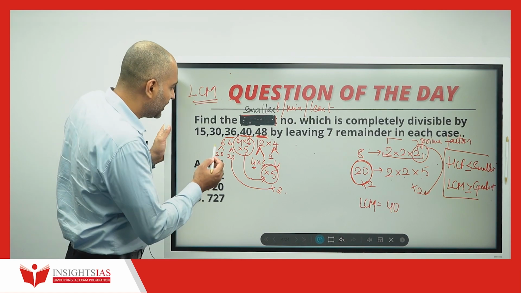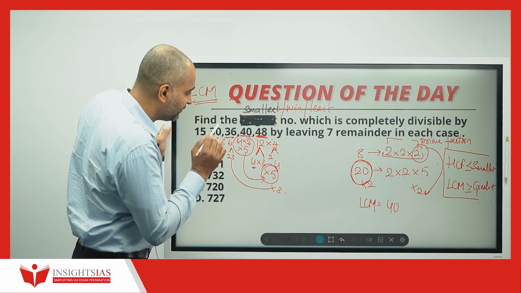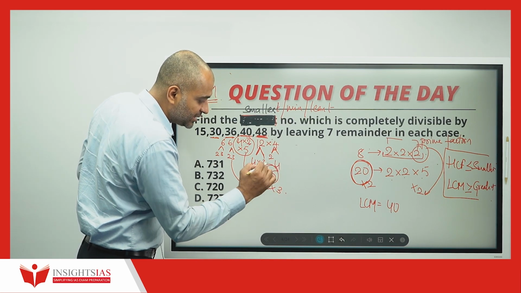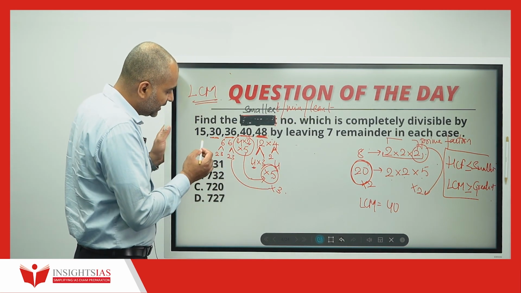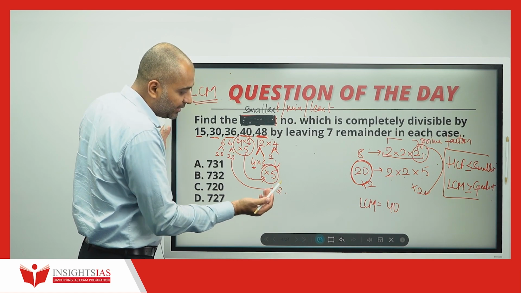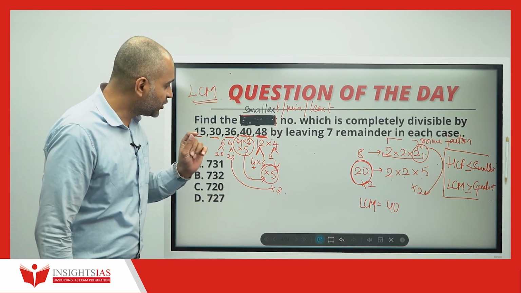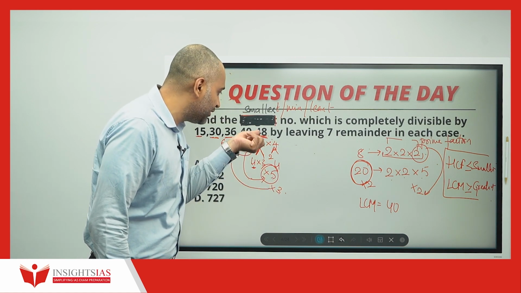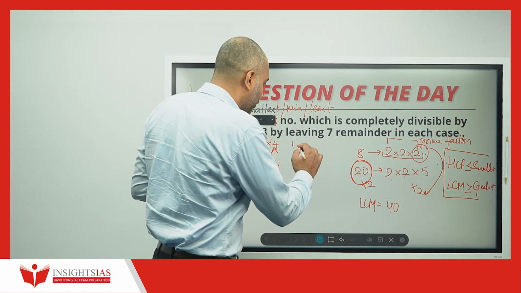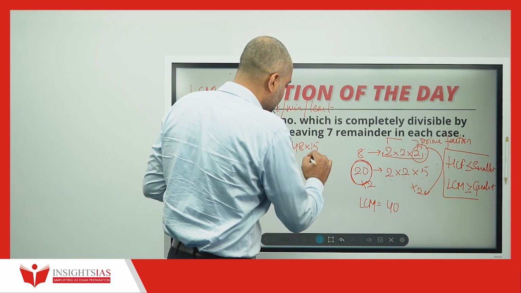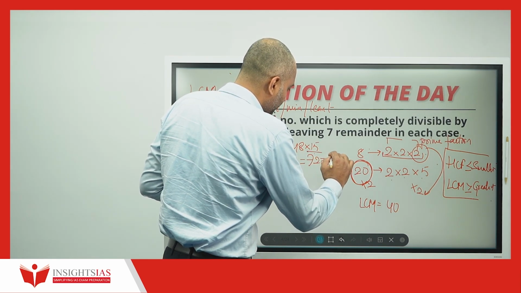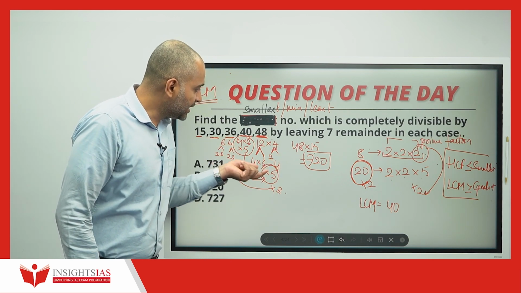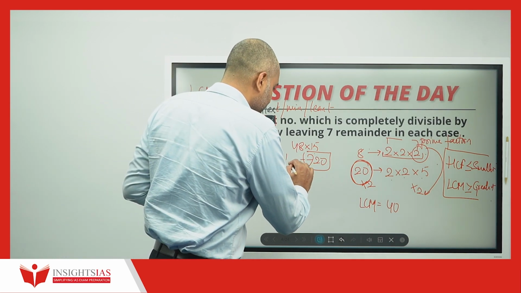Now 30, in which we have 6 and 5. We have a 6 here, 2 inside this one, 3 here, 6 into 5 is 30. Similarly 15, we have a 5 and a 3, we already have taken. So what have we taken? A 5 and a 3. If I multiply 5 and 3 with 48, which is nothing but 48 into 15, it becomes 720. This is how you have to learn the concepts, guys. 720 is the LCM.